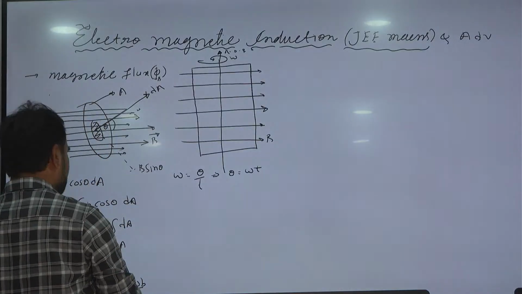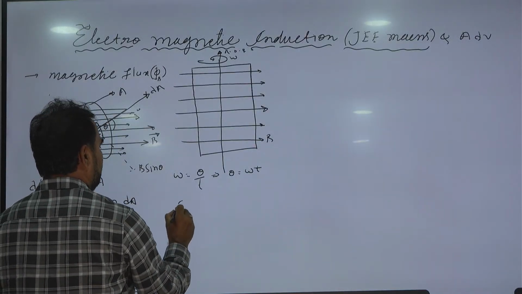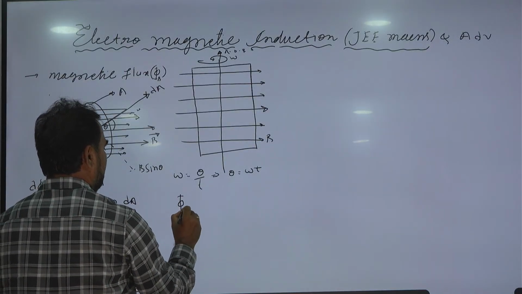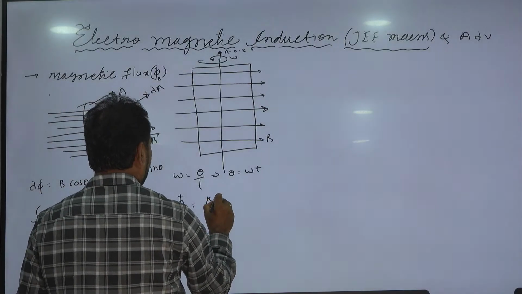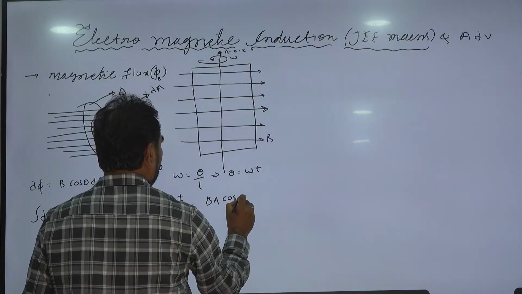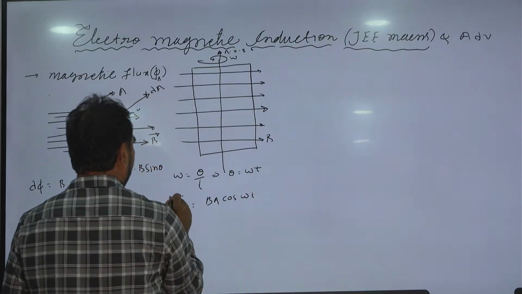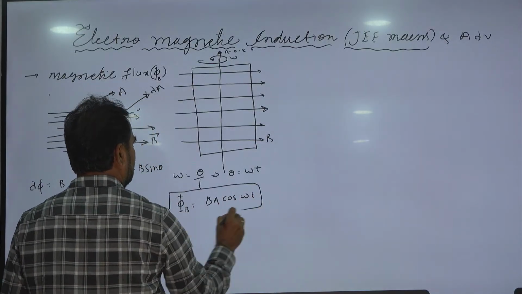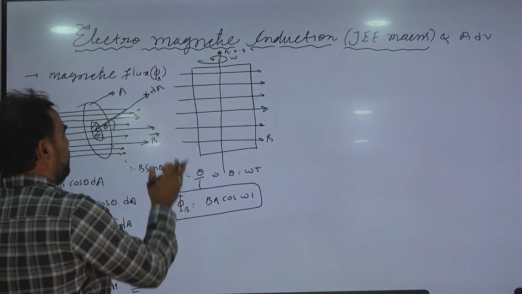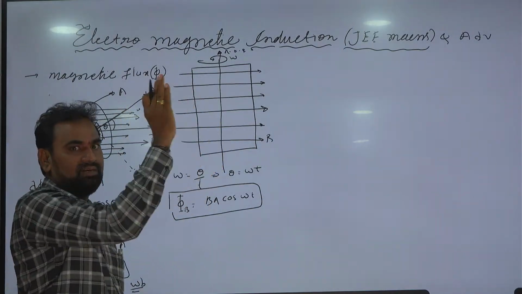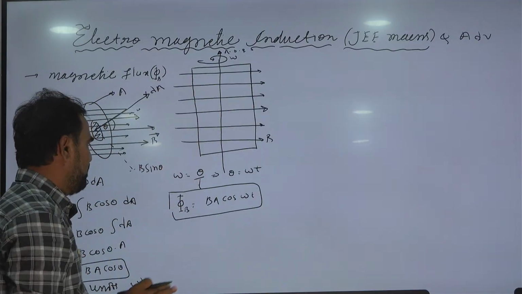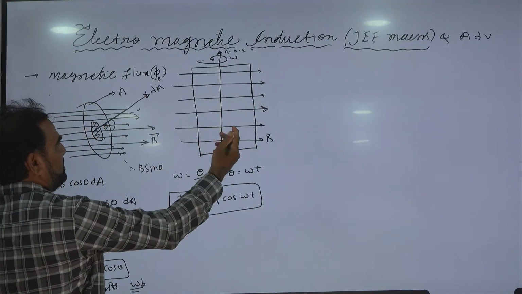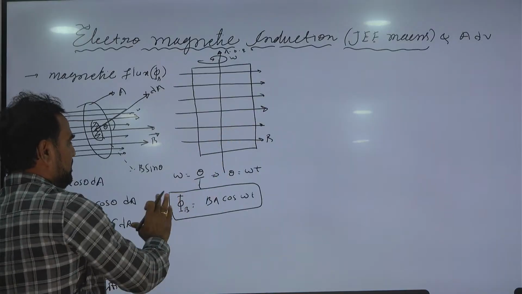Substituting this value in this equation, you will get the magnetic flux phi of B is equal to BA cos omega t. This is the magnetic flux due to rotation of the coil in a magnetic field of induction B.